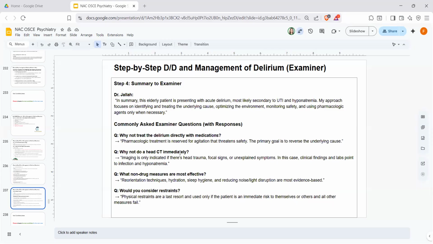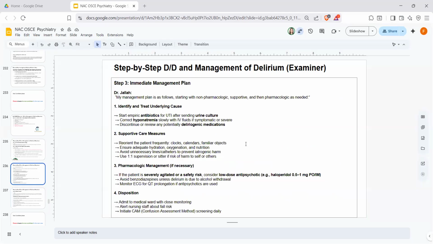To summarize, this elderly patient is presenting with acute delirium, most likely secondary to UTI and hyponatremia. My approach focuses on identifying and treating the cause, optimizing environment, monitoring safety, and using pharmacologic agents only when necessary. In this way, you are letting the examiner know that you know delirium, you know the likely causes, and you know how to relate it to your patient who is presenting right now. You're summarizing it for the examiner so that they know that you are not missing anything.